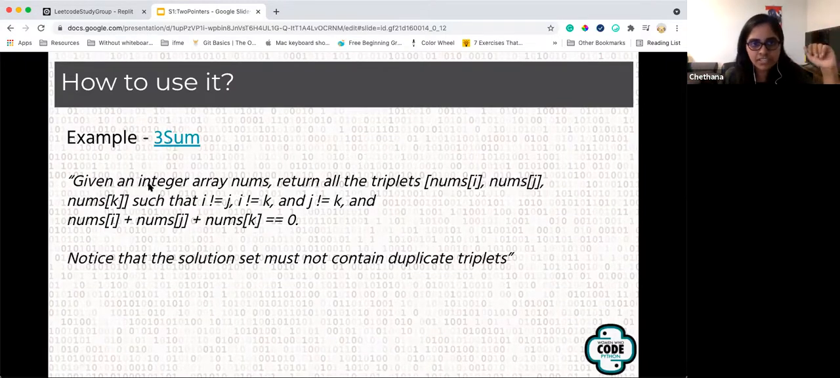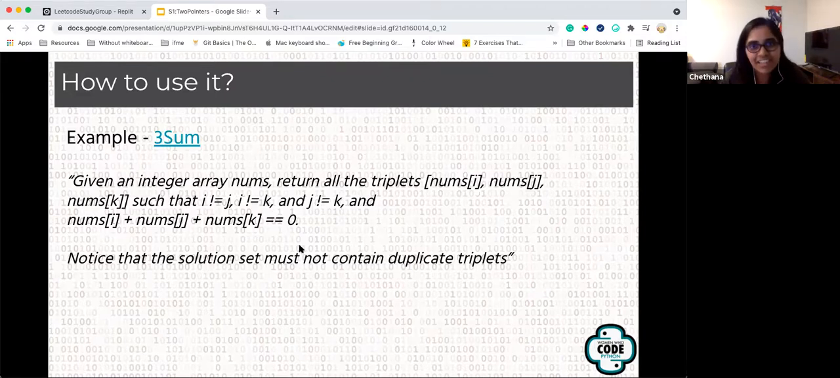I'm sort of fast forwarding, and instead of talking in plain English about how to use it, let's look at it with an example. So given an integer array nums, return all the triplets, nums of i, nums of j, nums of k. So that's a triplet. And i, j, k are indices within the array, such that i is not equal to j, i is not equal to k, and j is not equal to k.